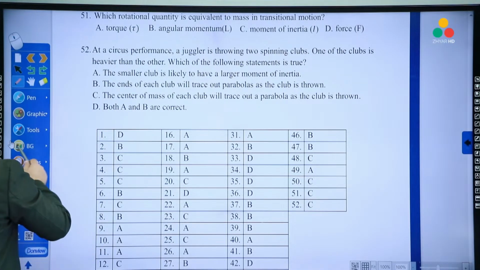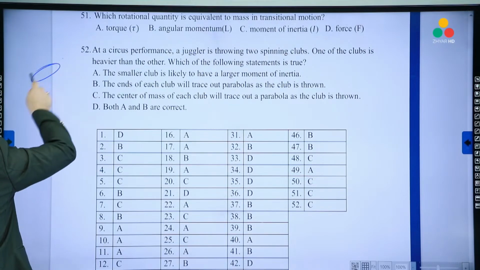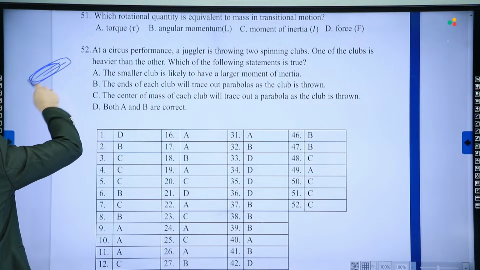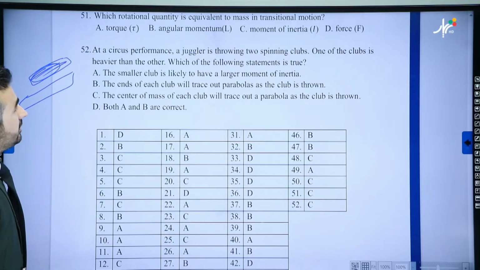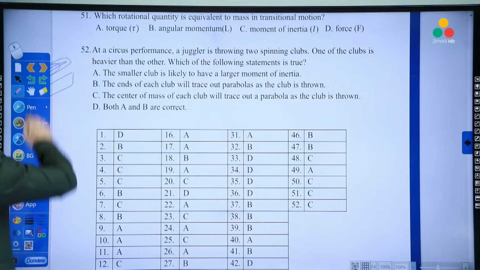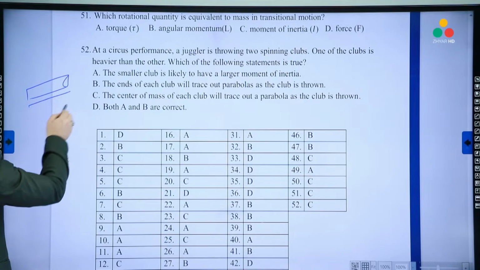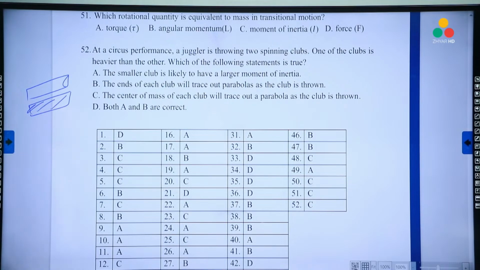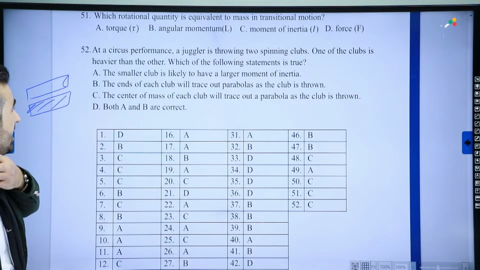So if these are, let's say, the 2 clubs, this is one of them. I am not very good at drawing, so don't complain. We have 2 spinning clubs, and one of them is heavier. It could be the same size though. So the smaller club is likely to have a larger moment of inertia because they could have different shapes, or the shapes could be not 100% the same. So we cannot say A is true.